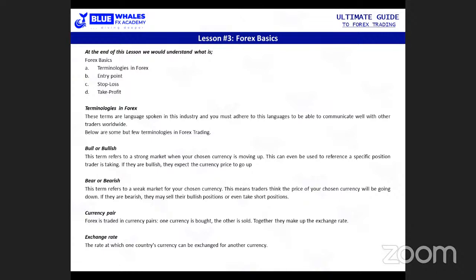Then we have currency pairs. Forex is traded in currency pairs. One currency is bought while the other is sold. Remember that, it's simple. Once I sell one, I'm buying one. Together they make an exchange rate. So we can also define exchange rate as the rate at which one country's currency can be exchanged for another currency.